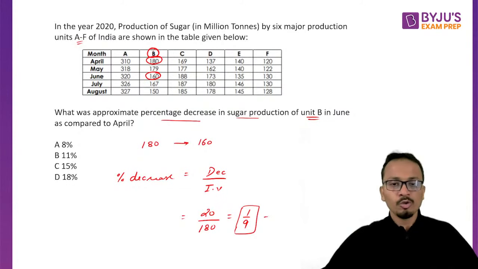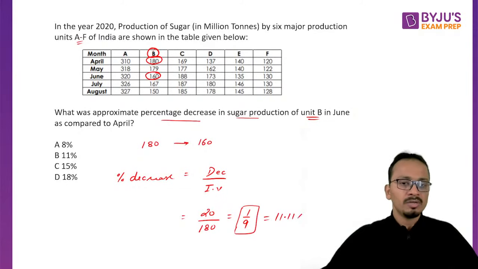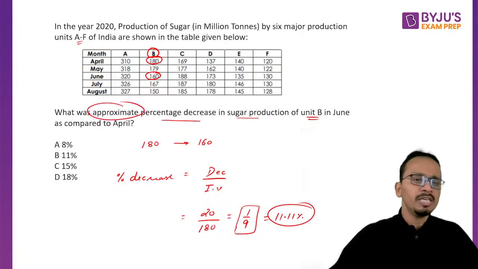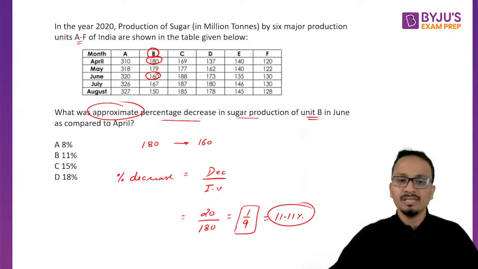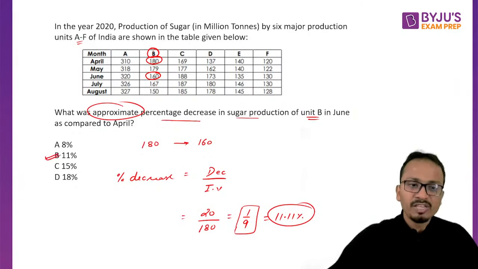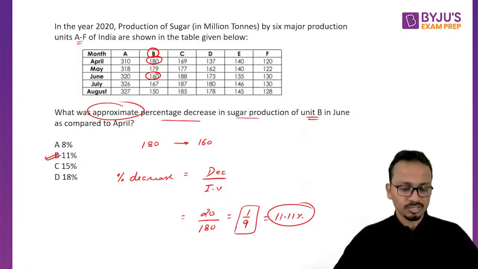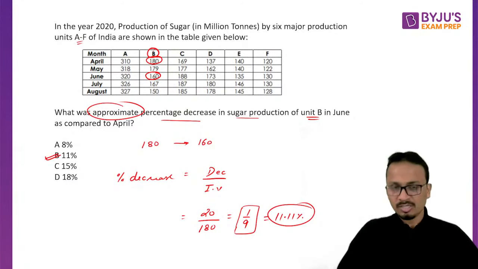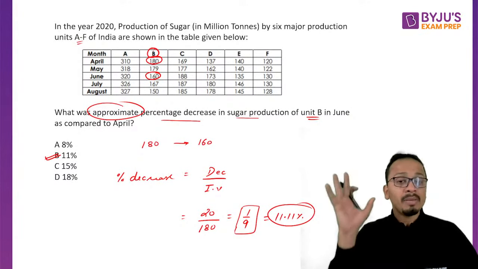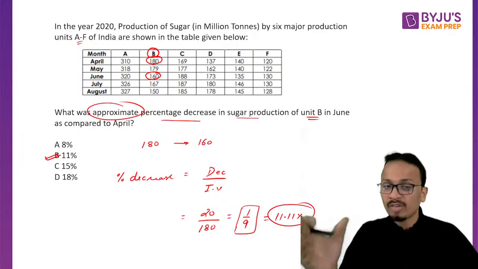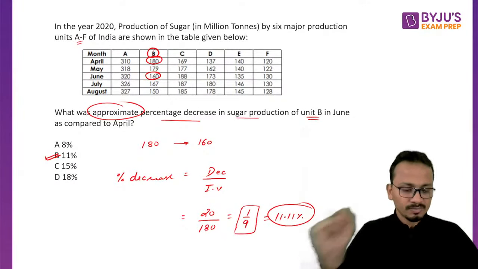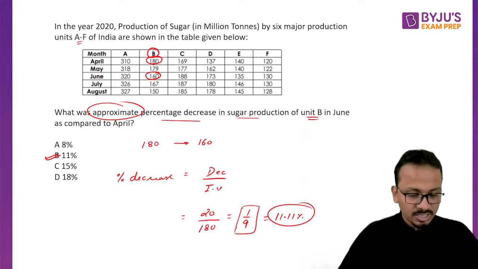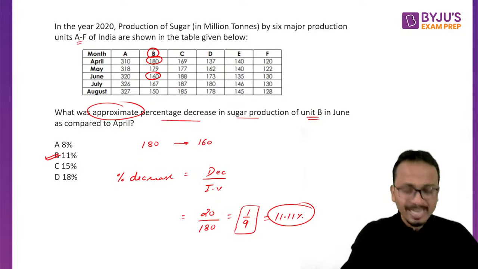Alright. So now you can post the answer. 11.11. So 1 by 9 is 11.11. And in the question they have already mentioned the word approximately. So you can safely mark your answer as 11%. Now this is the beauty of remembering the percentage equivalence of fractions. I got 1 by 9, I remember what 1 by 9 was, it was 11.11 and I can straight away mark the answer. All right. Good, Pratik. Tejasvi, your answer was also correct. Nice. Okay, so let's move on to the next question.